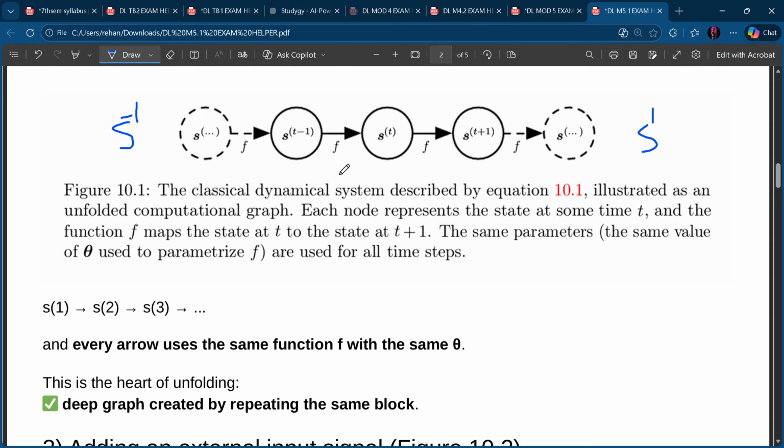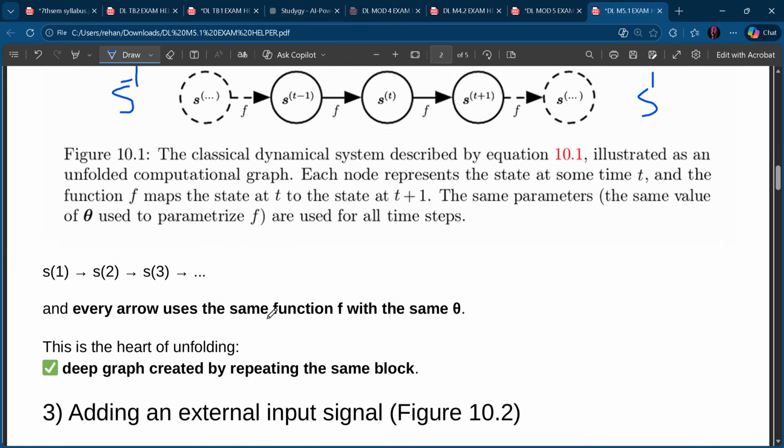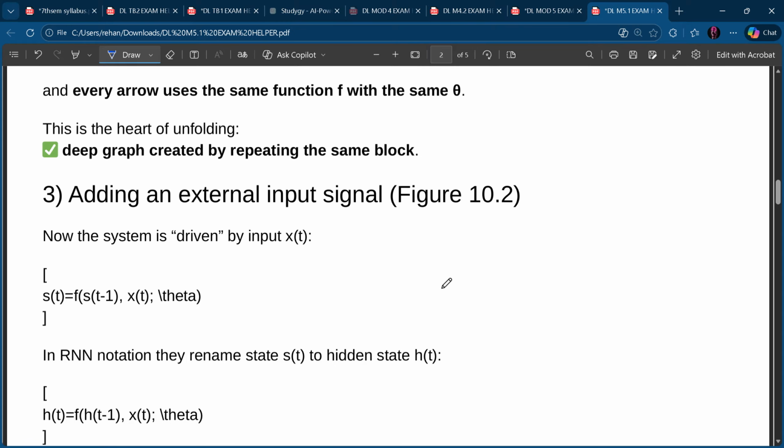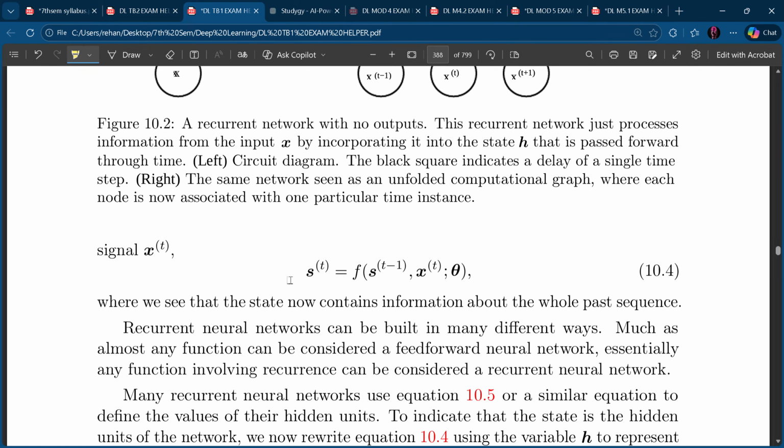See, every arrow uses the same function, the transition function f, with the same parameter theta. That is nothing but recurrence. So here parameter sharing happens. This is the heart of a deep graph, created by repeating the same block and adding the external input. So now, instead of just s of t and theta, we are introducing x of t, like this. You can see it in the textbook over here.